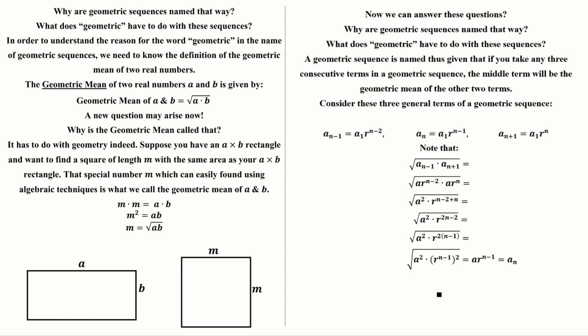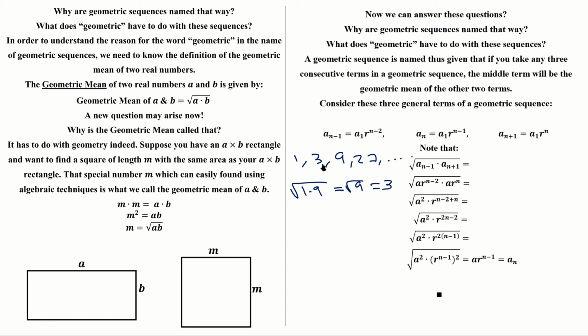Here's a quick example to demonstrate that. Look at, for example, this simple geometric sequence: 1, 3, 9, 27, etc., right? Notice that if I take, for example, the first three numbers, 1, 3, and 9, what is the square root of the first and the third term? Well, that's going to be the square root of 1 times 9, which is, of course, the square root of 9, which is 3. Notice the middle term.